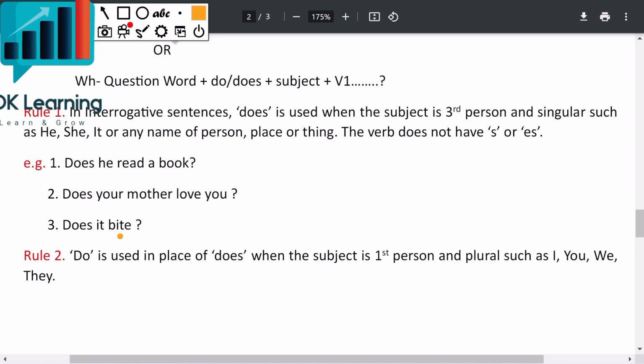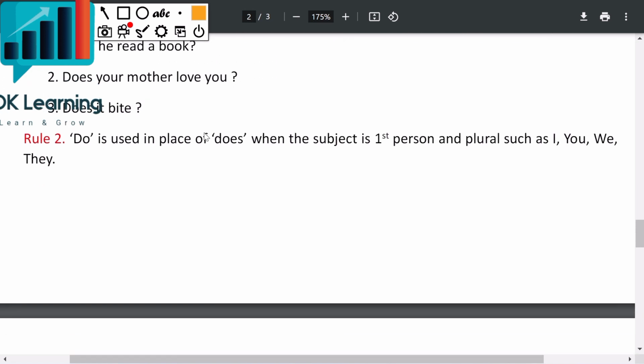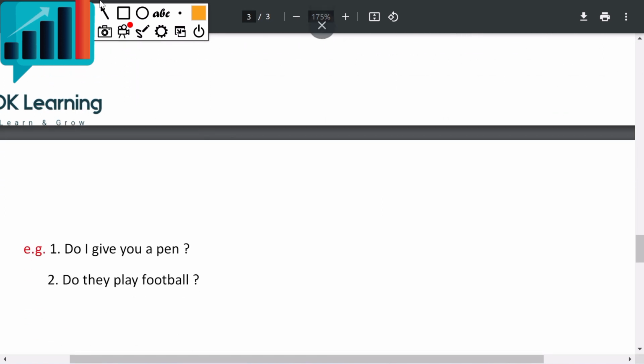Does it bite? Again, do is used in place of does when the subject is first person and plural, such as I, you, we, they. Example, do I give you a pen? Do they play football? So that's the end of the video, guys.